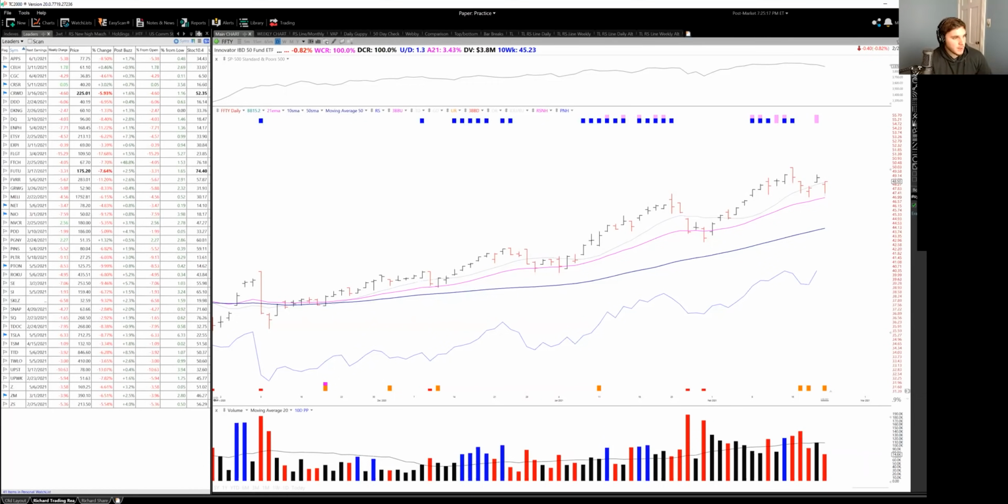And the IBD rankings, EPS composite. I do use that. I look at MarketSmith. Obviously, I want to see 99s all across the board, but if something isn't perfect, but the price action is really strong, I'll definitely take a trade.